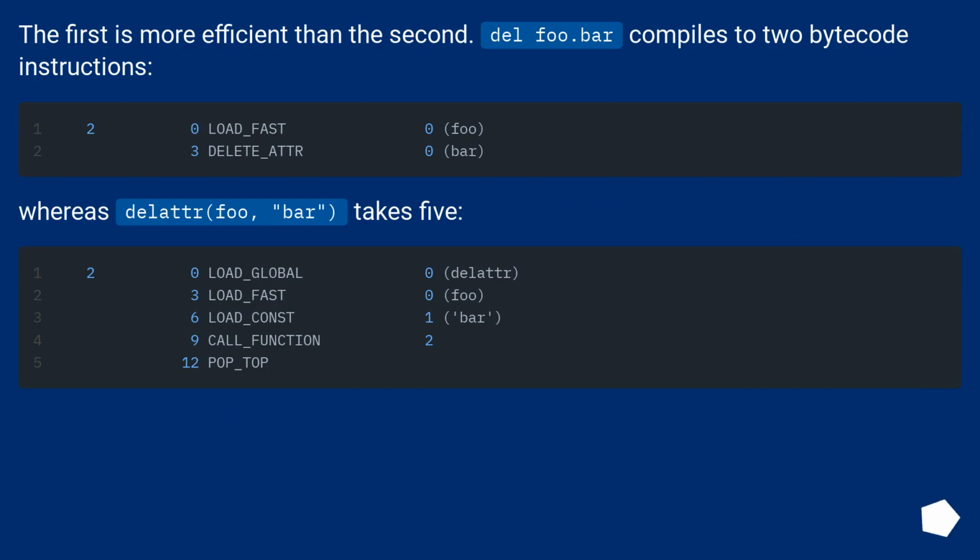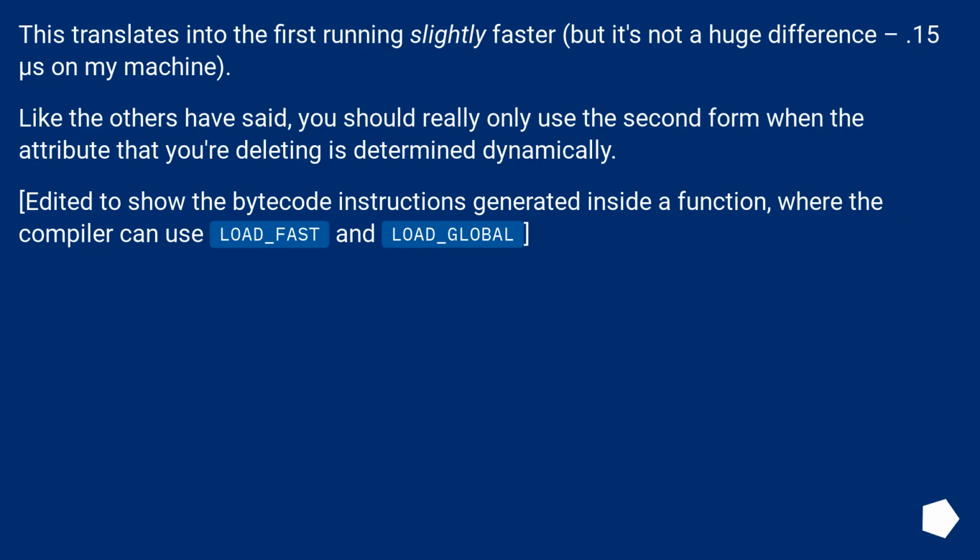The first is more efficient than the second. del foo.bar compiles to 2 bytecode instructions, whereas delattr(foo, 'bar') takes 5. This translates into the first running slightly faster, but it's not a huge difference.